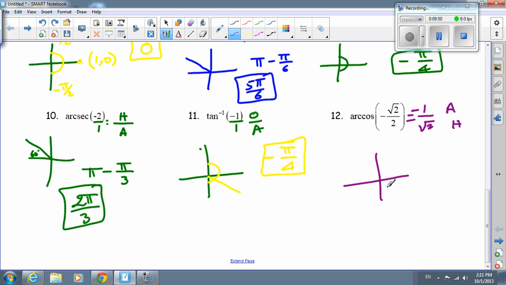Negative, that means since it's in the cut, it's going to end up in the second quadrant. Now, the reference angle is of course 45, so this is 45. In the second quadrant, I need to say pi minus pi over 4, and that will be 3 pi over 4. Let's go ahead and summarize it.